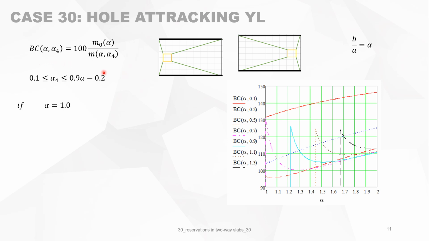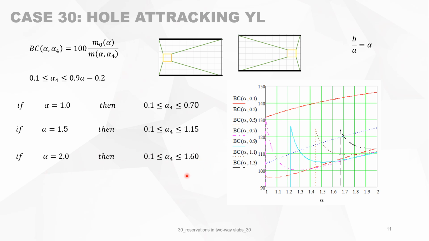Now we will use this condition. It means that if alpha is 1, then alpha 4 must be between 0.1 and 0.7. If alpha is 1.5, then alpha 4 is between this. It's just filling in this condition. And if alpha is 2.0, then the condition is like this. That's why you see in this graph those vertical lines. This is the region where the formula is not valid. The other, the region where the formula is valid.